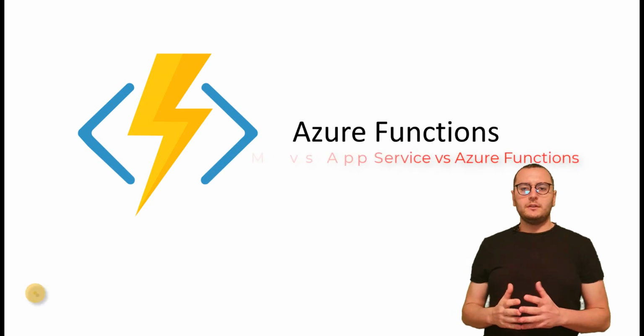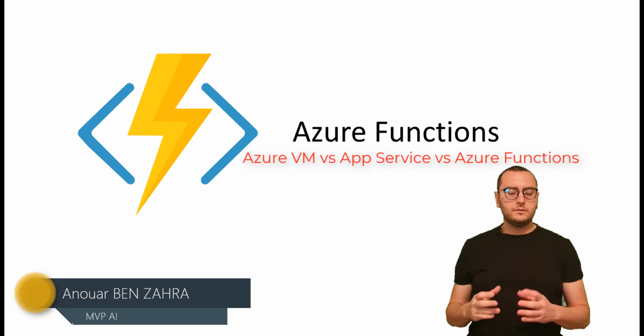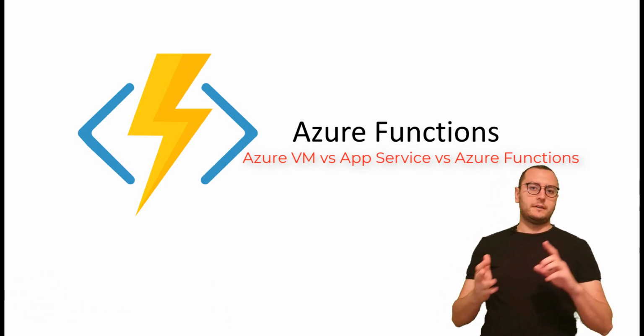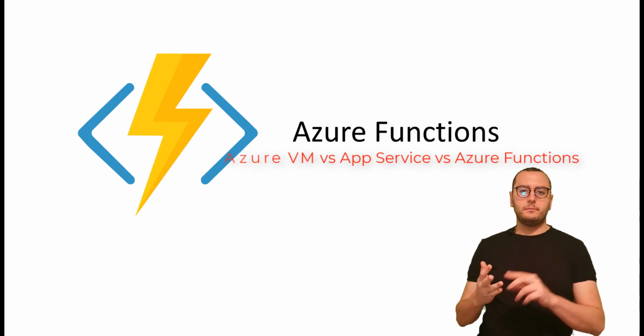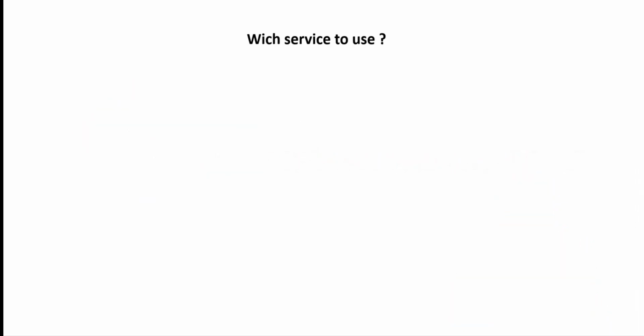Azure Virtual Machine, Azure App Services, and Azure Functions. What is the difference between these three services? They run on IaaS, PaaS, and FaaS. So, which services should we use when we wish to run an application in a serverless mode?